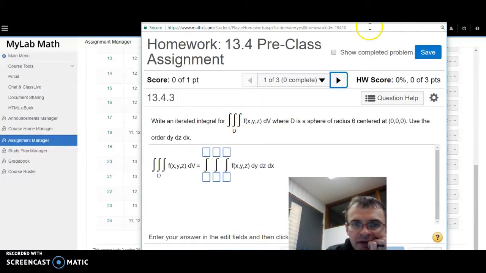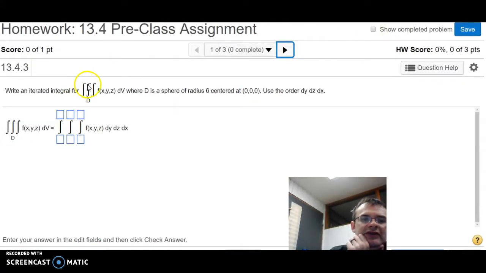Okay, we're going to look at some of these 13.4 homework problems. The first one, they want you to write an integral over the region D, where D is a sphere of radius 6 centered at 0, 0, 0, using the order dy, dz, dx. So first they want us to do dy.